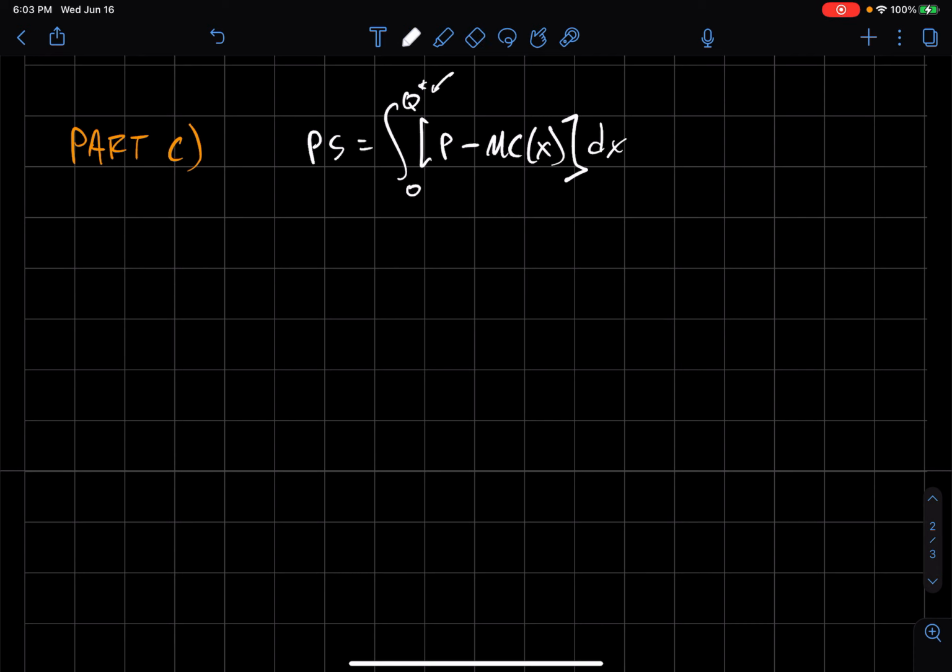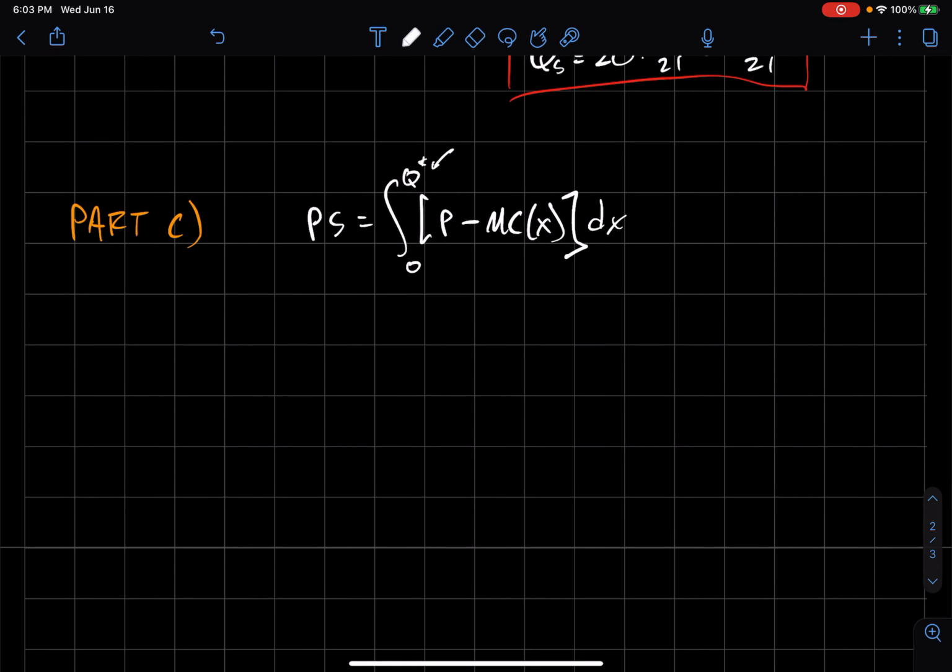So in this case, because this is defined for the firm, and because we haven't really defined marginal cost for the market yet, we have to be a little careful here. This is for the individual firm. For the market, we want to multiply this by 40.